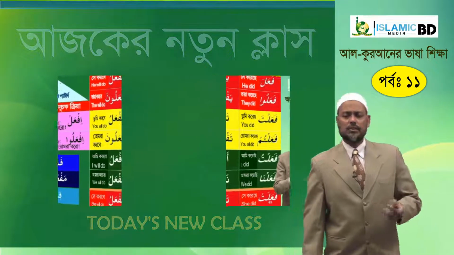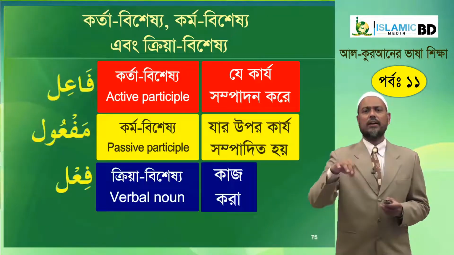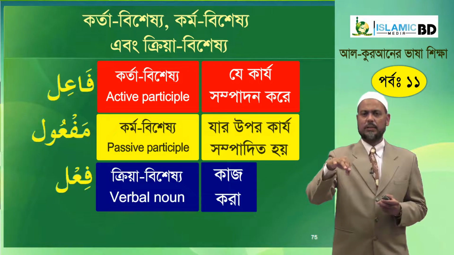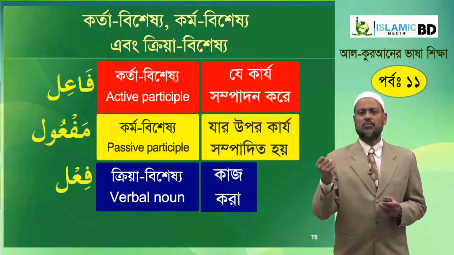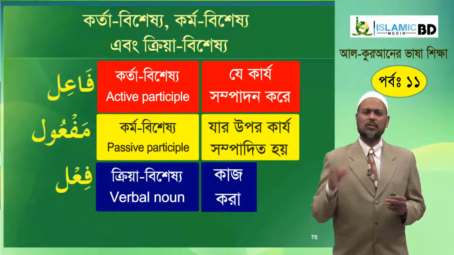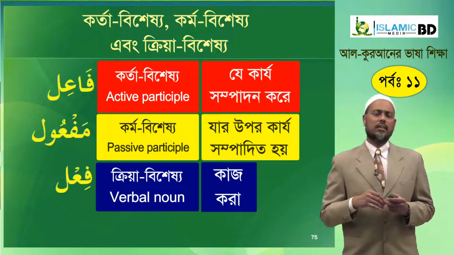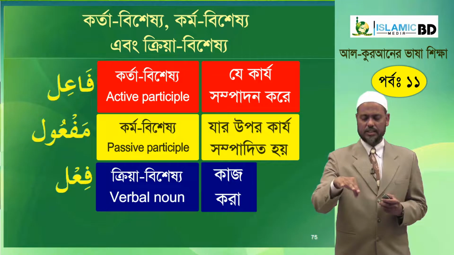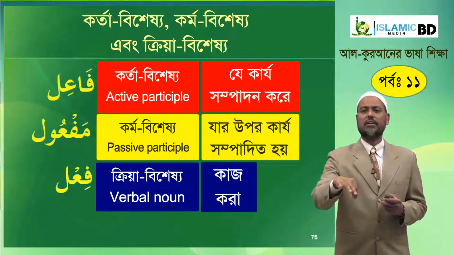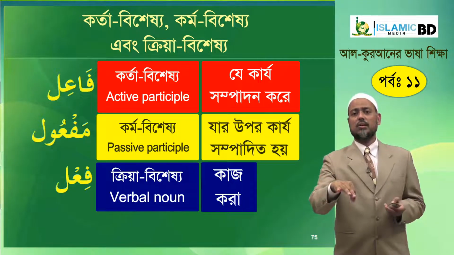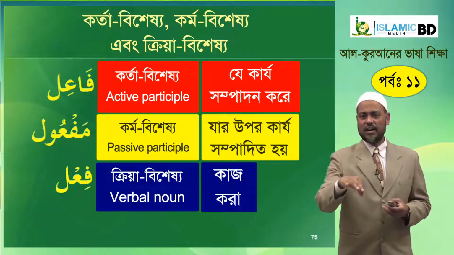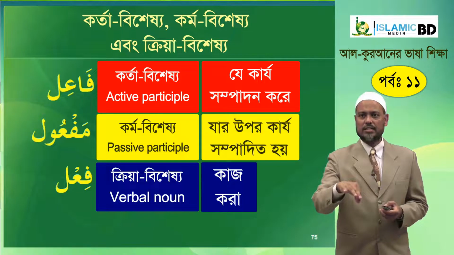Okay, in today's class we will learn fa'il, maf'ul and fi'l. This is called active participle, passive participle and verbal noun, but instead of terminology let us focus on what they mean. Fa'il is the one who does, and our example action is like that of giving. The one who gives is the one really who does. Only the one who does can give. So fa'il is the one who does.